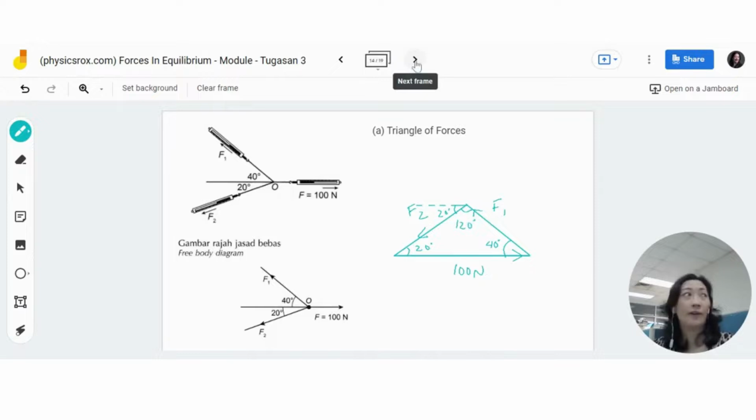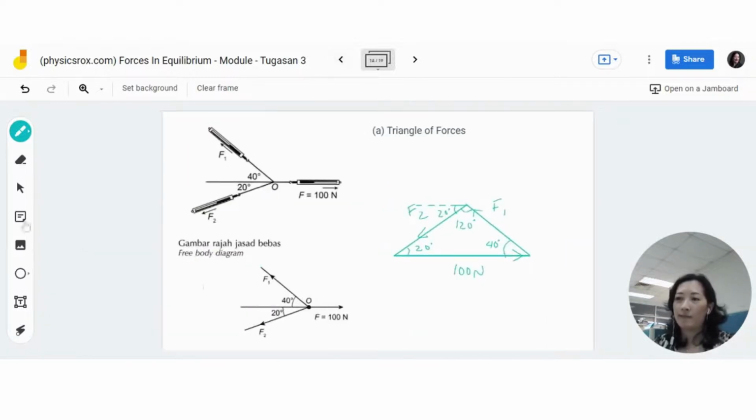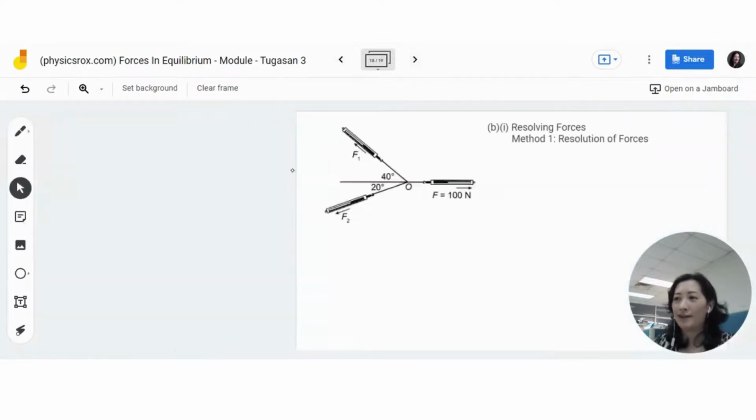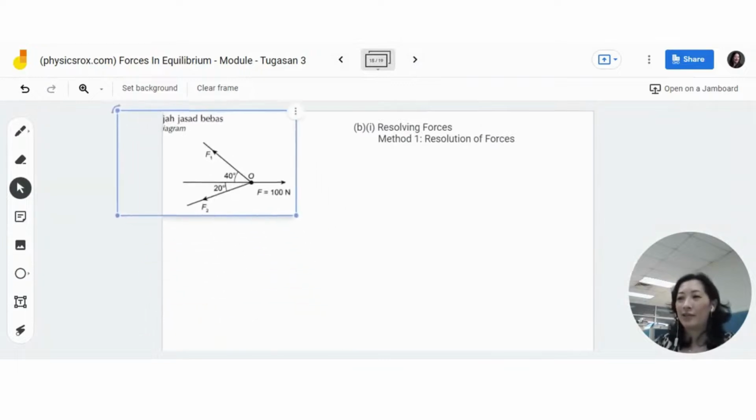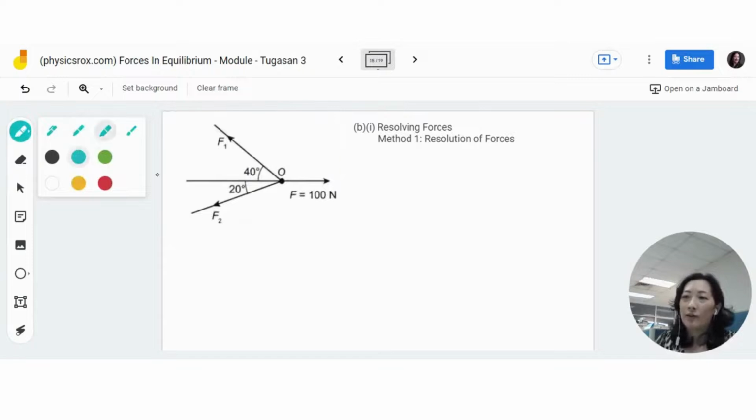All right, to calculate the unknown values, we have the 100 Newton force, and you need to look for F1 and F2, by using the resolution of forces method. You know what? I kept copying the wrong diagram when I prepared this. Sorry. Let's use the free body diagram instead. That's a lot easier. So you need to resolve the forces of F1, which I will mark in blue, and label here F1x, F1y.